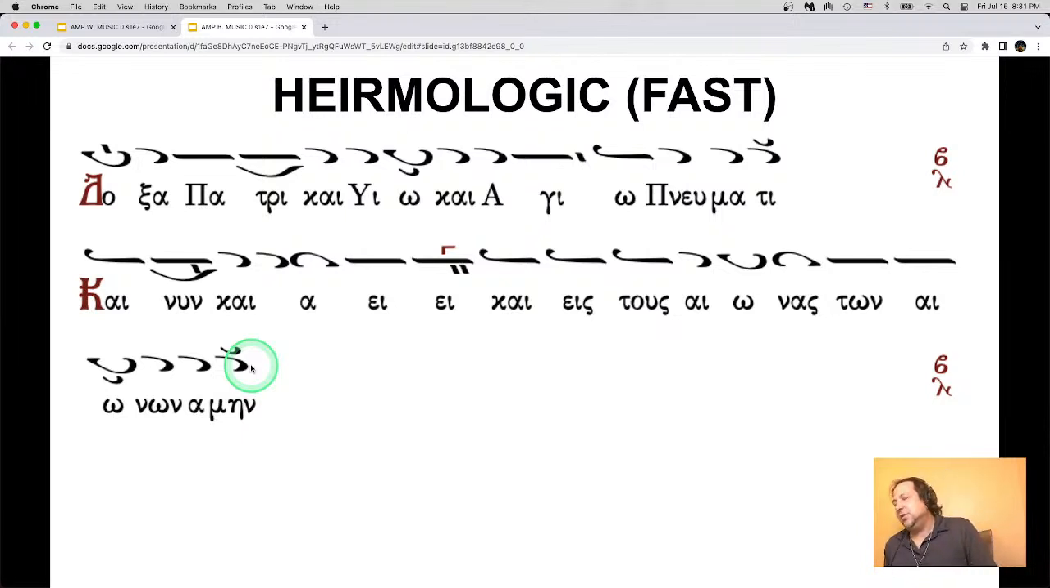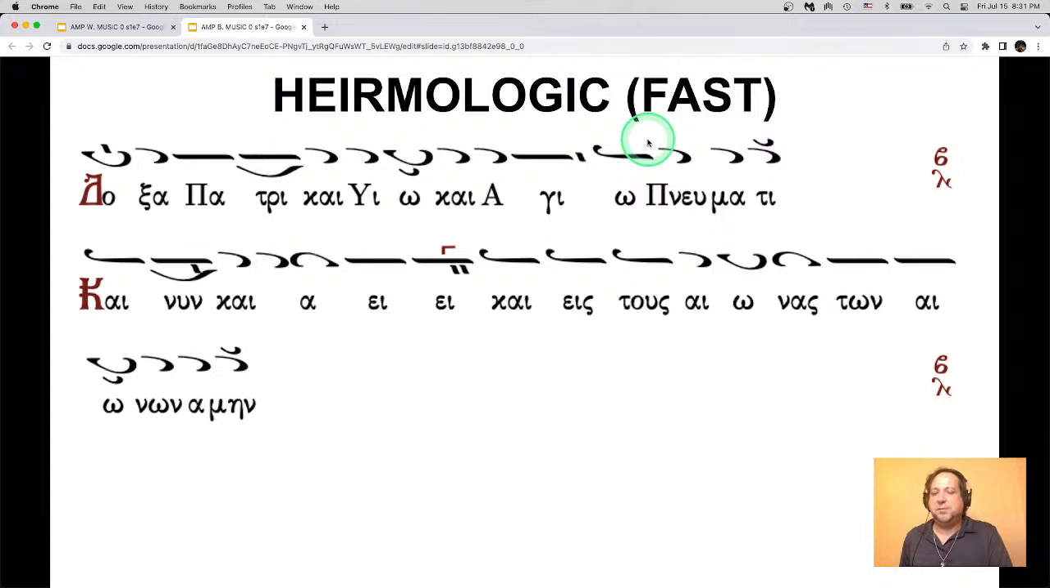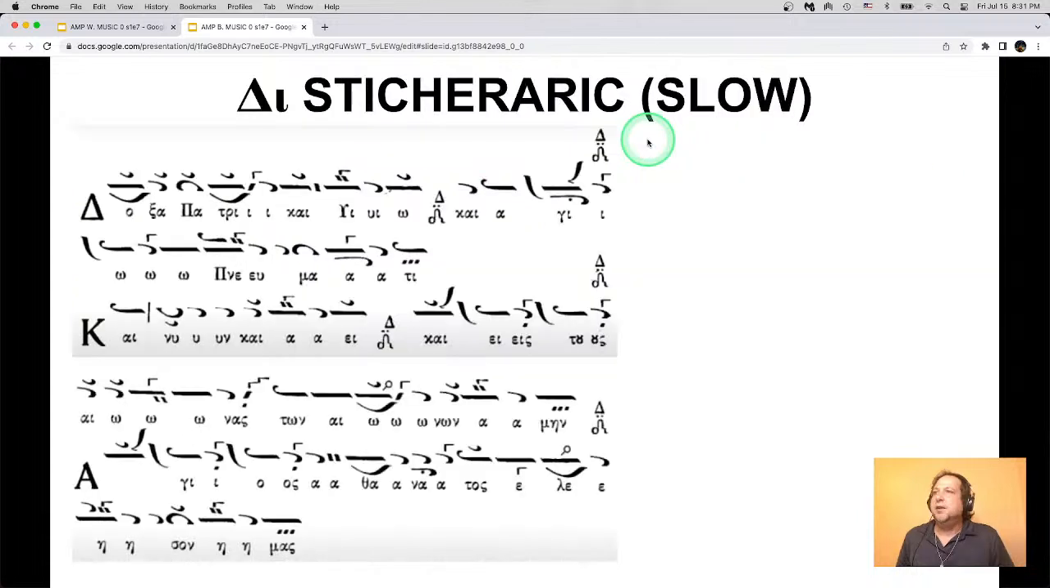We'll have phrases that end on ba as well. So it's kind of the opposite of the sticker arc. Sticker arc is mostly on ba, with phrases on vu sometimes. This is mostly vu with phrases on pa sometimes. Now you have the sticker arc slow.